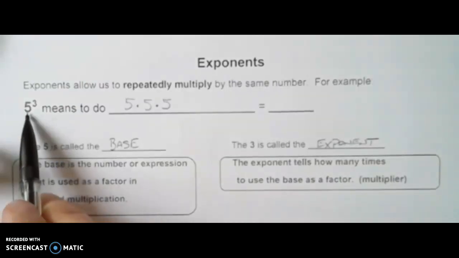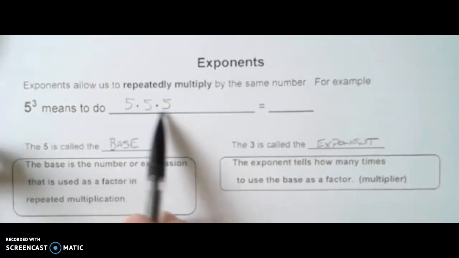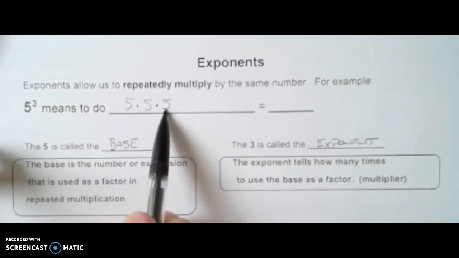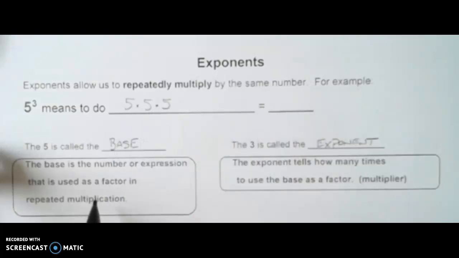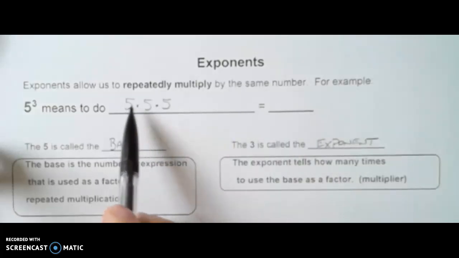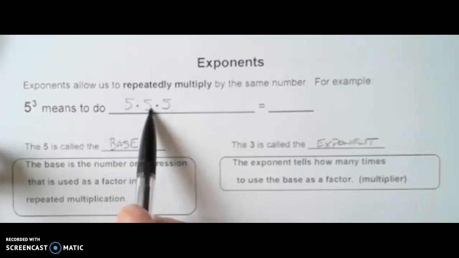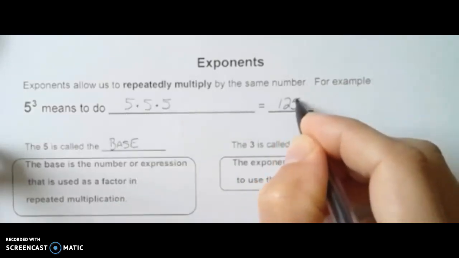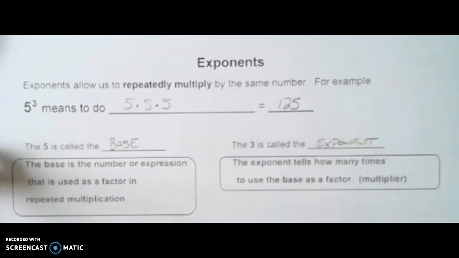So this is the exponential notation, 5 to the third power, and this is the expanded form when you write out what it means to do, 5 times 5 times 5. Now we're going to evaluate and see how much that is. 5 times 5 is 25, and 25 times 5 is 125. So 5 to the third power is equal to 125.